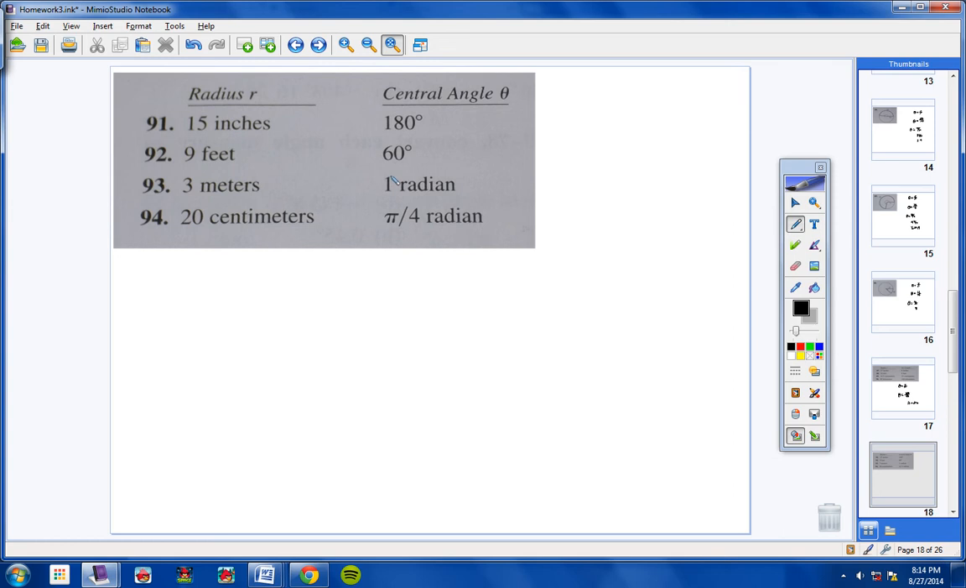The directions for this section state: find the length of the arc on a circle of radius r intercepted by a central angle theta. So now we're looking for the arc. Here's our formula: theta equals s over r, and we're looking for s, the intercepted arc.